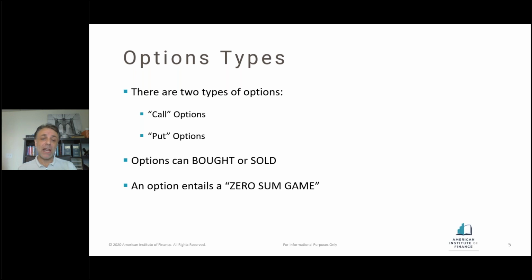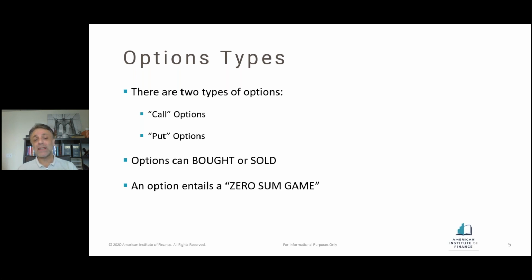Options can be bought and sold. So what that means is that we have four possible situations, because we can buy a call and sell a call. We can buy a put and sell a put. So remember that, and we're going to look at both sides, why we would do what we do, buying or selling one of these options.